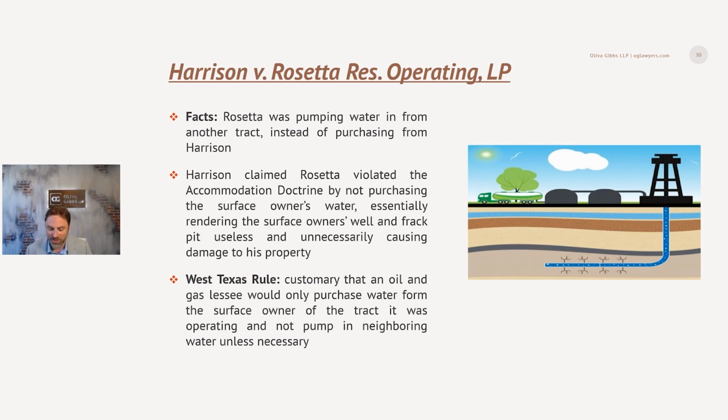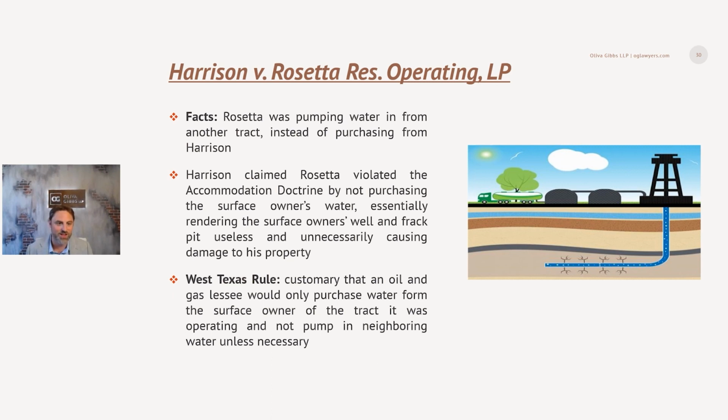Part of the settlement was that Comstock had promised to purchase water from Harrison at a slightly higher rate than the average in the area, which was 50 cents per barrel at the time. Comstock then later assigned these rights to Rosetta. So this is where Rosetta comes into the picture, and they continued the drilling operations, but they said, well, wait a minute, look, we don't think we're bound by this settlement agreement, and your water is really expensive, buddy, so we're going to pump it in from an adjacent tract where we also have rights. Harrison wasn't happy about this because he was getting a lot of value out of Comstock having been using his water. So this is kind of where this case came from.